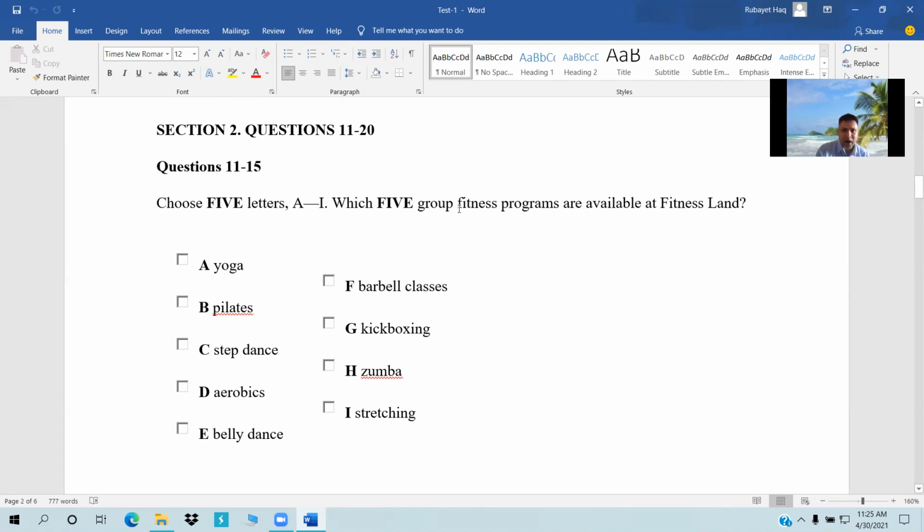Before that, you have to highlight the main thing, which 5 group fitness programs are available at Fitness Land. So it's about fitness programs, you have to highlight them and Fitness Land. So anything regarding those fitness programs which are available in Fitness Land, by following these numbers, you have to mark those letters. From A to I, you have to choose 5 letters.